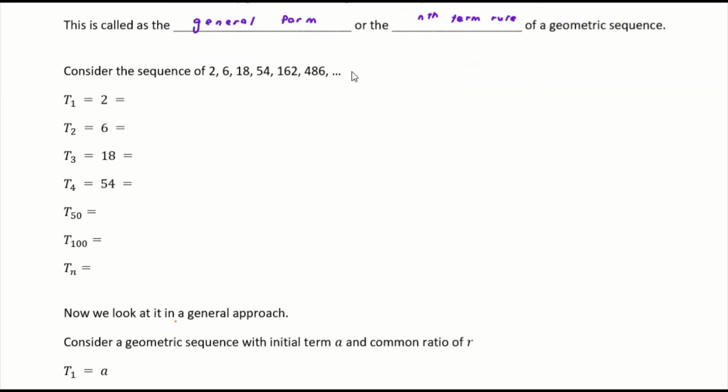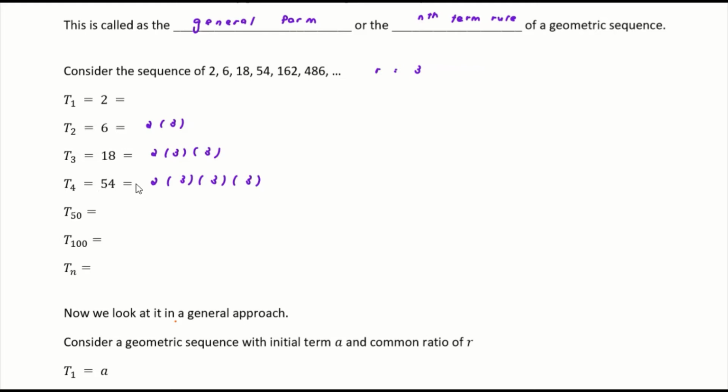Let's look at the sequence that we have here. The first term is 2, the second one is 6, and so on. From this sequence, we can see that the common ratio is 3. How do we get 6? It's 2, then we multiply by 3. How do we get 18? By using the previous term, 2 times 3, and then we multiply another 3. So we get 6 times 3, and we get 18. It's the same thing over here: 2 times 3 times 3 times 3, then we can get 54.